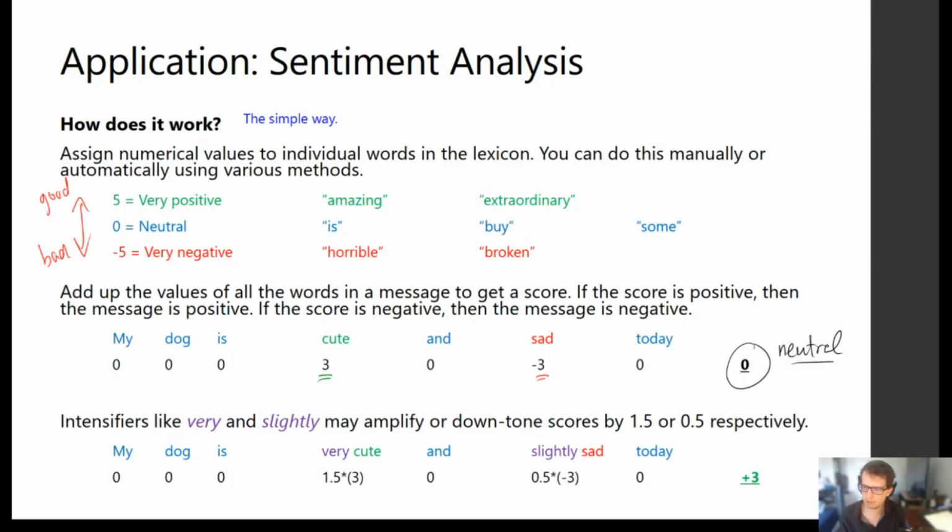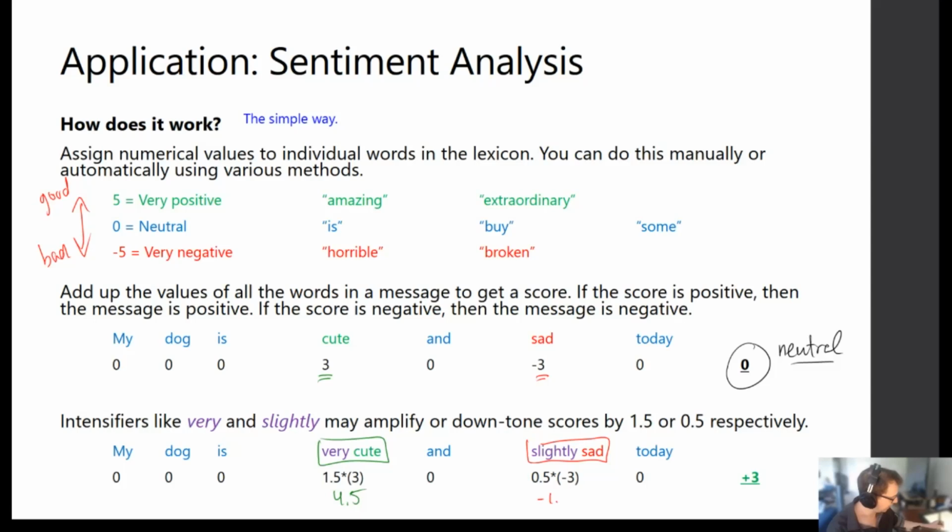We could also make this a little bit more complex by saying, well, what if we have a word like very or slightly and we intensify it? So we say things like very cute or slightly sad. And we could use these words to multiply numbers. So maybe very cute multiplies it by 1.5. So that's 4.5. And slightly multiplies it by a half. So it downtones it. So that would be -1.5.